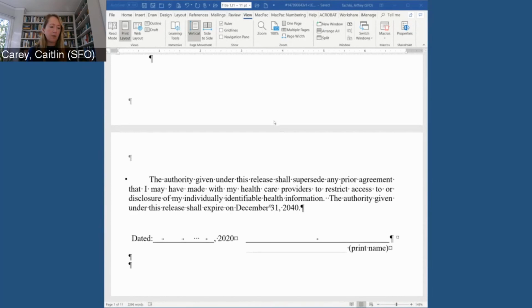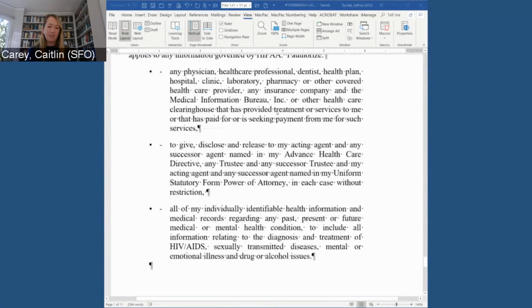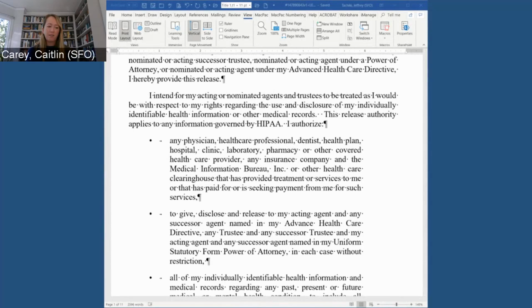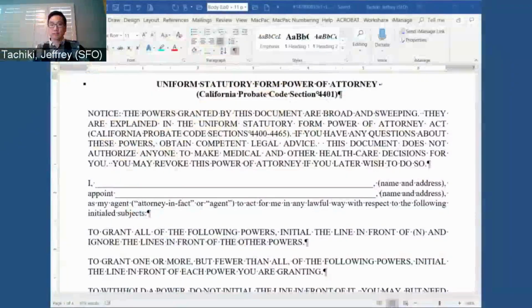So I'm going to hand it over now to Jeff for the financial power of attorney. Thanks, Caitlin. I'm going to bring up power of attorney here. Hopefully you can all see that as well.